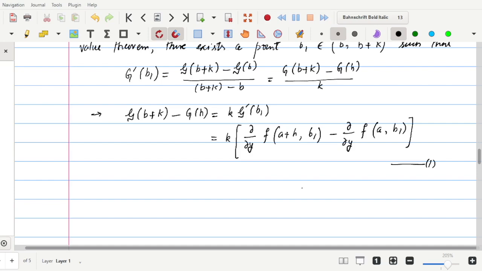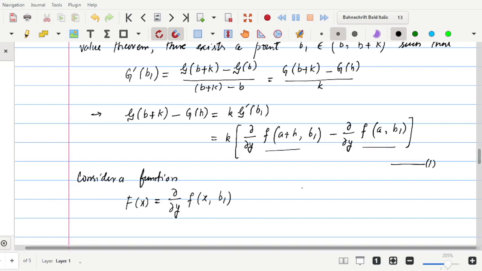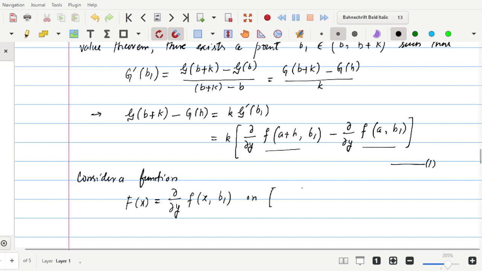So now consider another function. Looking at these two expressions, we have del by del y f of a plus h comma b1 and del by del y f of a comma b1. For these two expressions, we will define another function which is denoted by capital F of x equal to del by del y of f of x comma b1. And this function is defined on the interval a to a plus h.